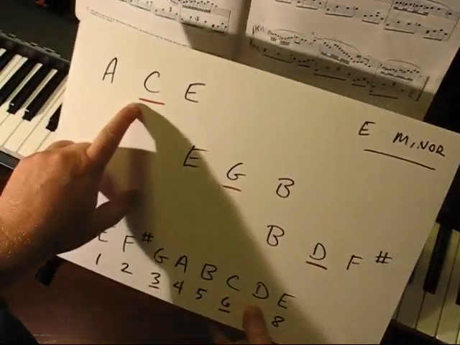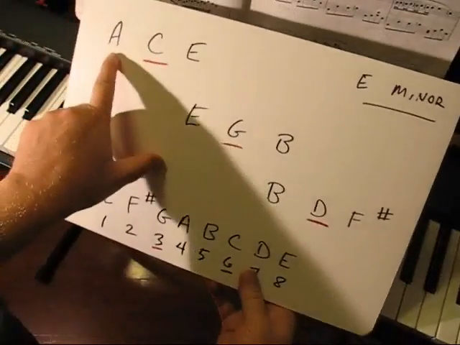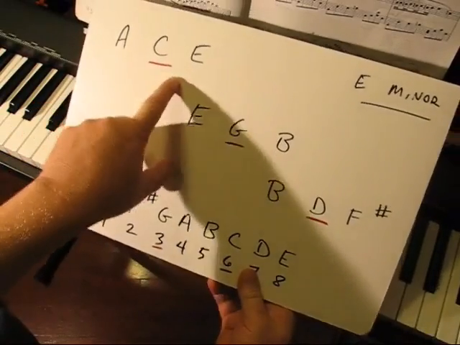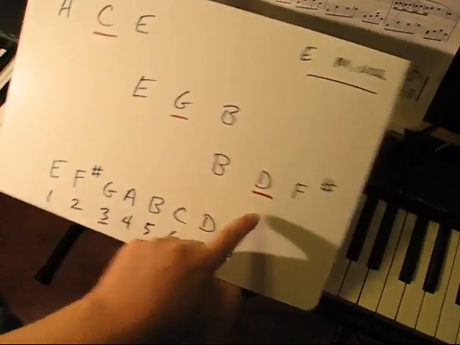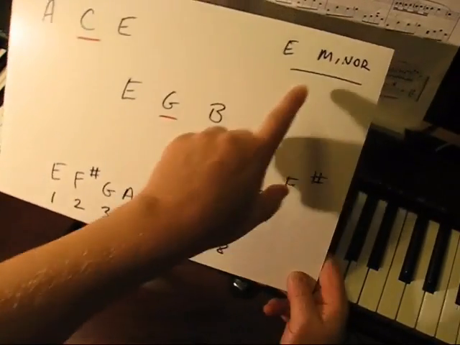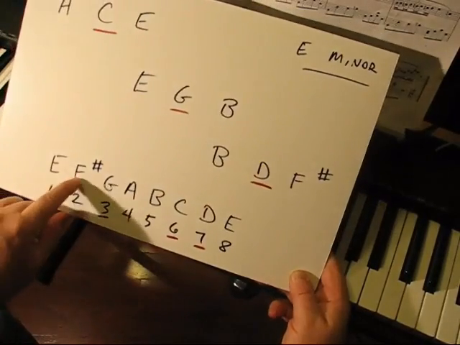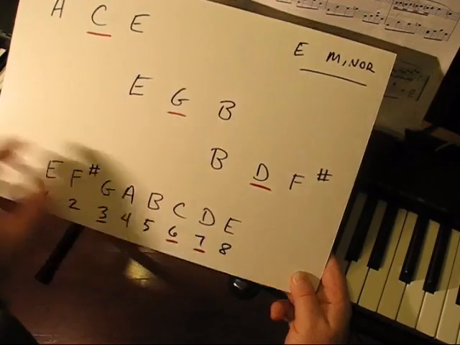So we've flattened these thirds. We've got all minor chords now: A, C, E; E, G, B; and B, D, F sharp. All minor chords. And so we take that and we wind up with the E minor scale: E, F sharp, G, A, B, C, D, and E.